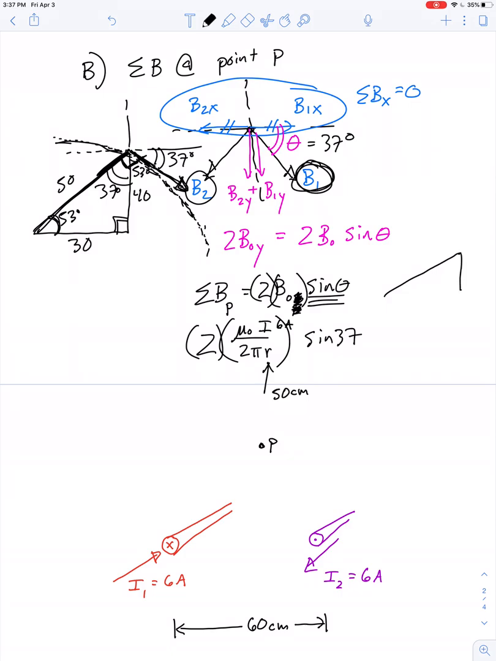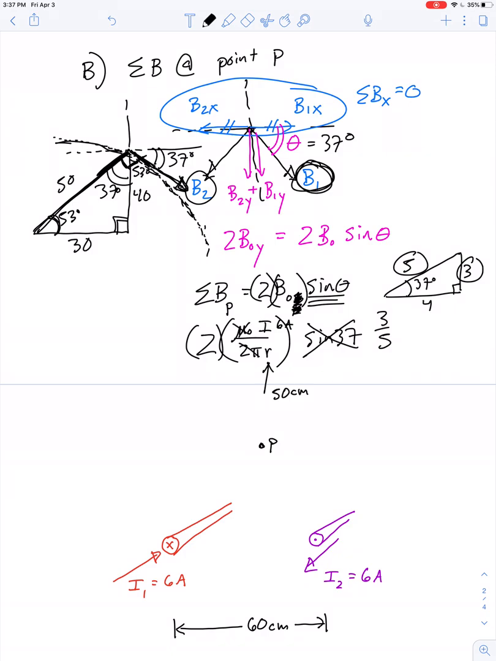A 37-degree angle is the same as the angle in a 3, 4, 5 right triangle of this arrangement, right? That would be 37. So sine is opposite over hypotenuse, so we could replace sine of 37 with 3/5. Okay. So do the number crunching here.